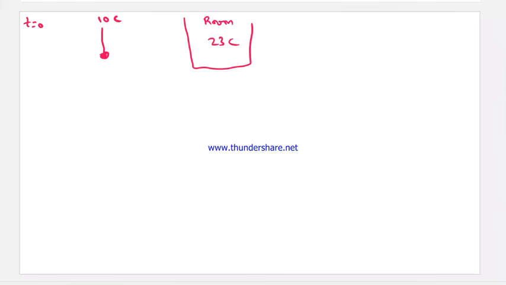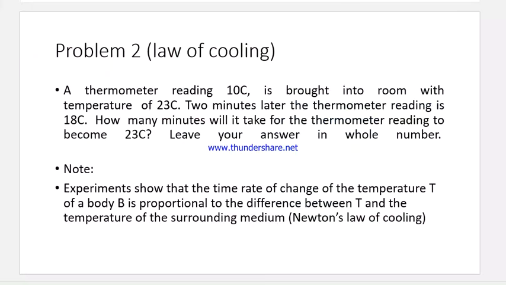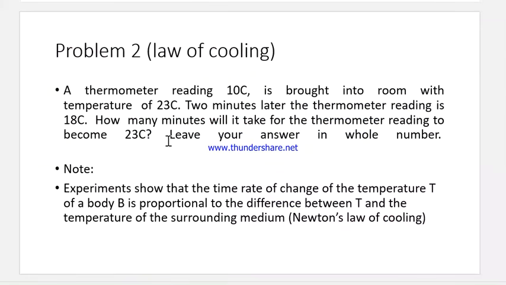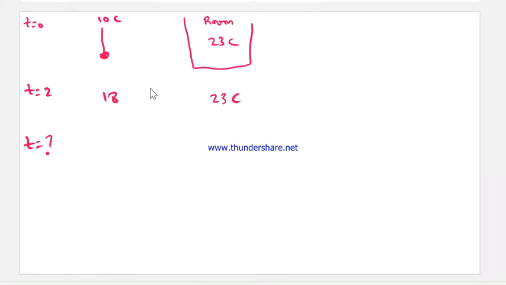So after 2 minutes, according to the question, the thermometer reading is 18. So after 2 minutes, when t equals 2, the thermometer reading becomes 18. But the room is a big space, so it will remain constant at 23. So we are now looking for the time. How many minutes will it take for the thermometer reading to become 23 C? So we are looking for the time when it will be equal to 23 C.